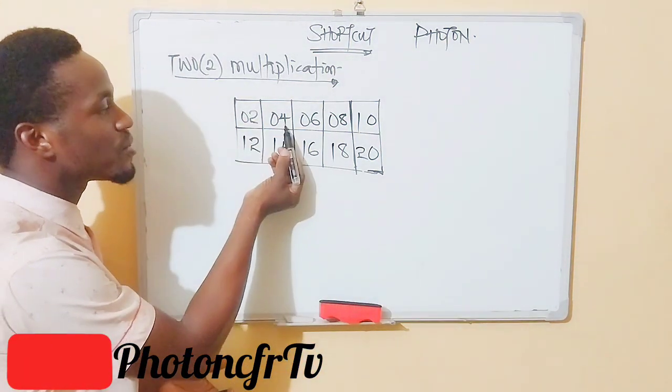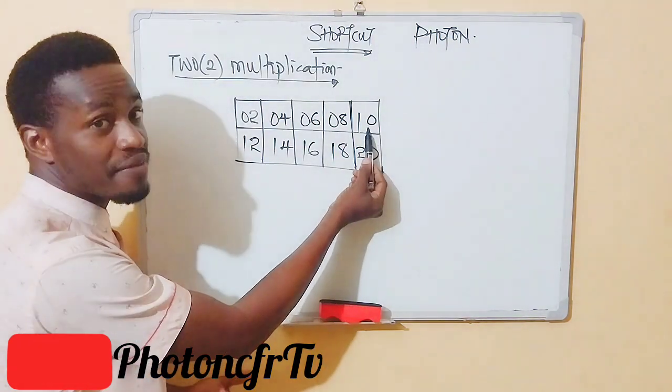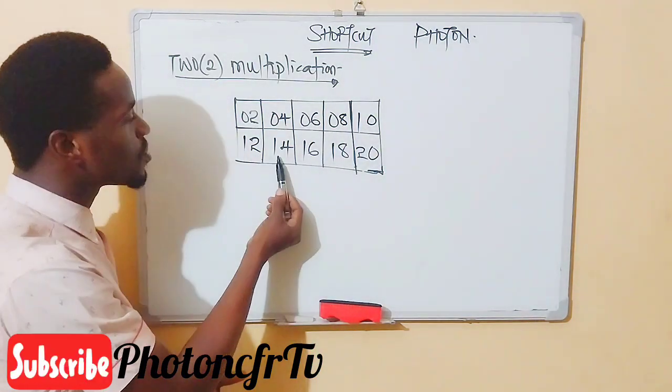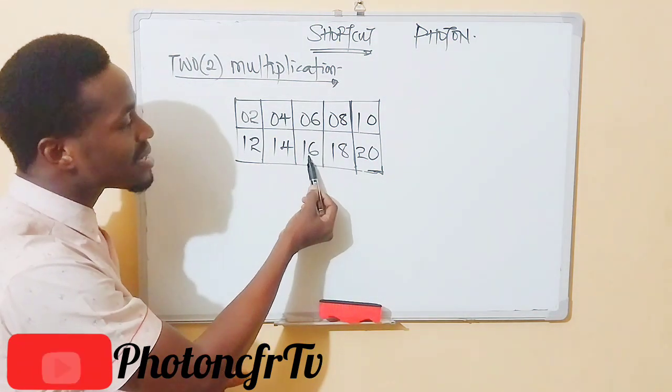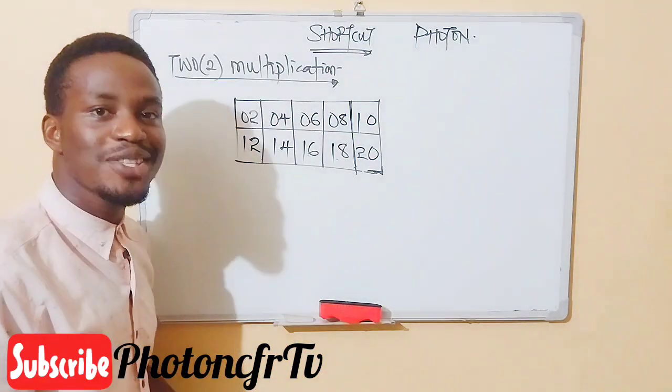2 times 1 is 2, 2 times 2 is 4, 2 times 3 is 6, 2 times 4 is 8, 2 times 5 is 10. 2 times 6 is 12, 2 times 7 is 14, 2 times 8 is 16, 2 times 9 is 18, and 2 times 10 is 20.